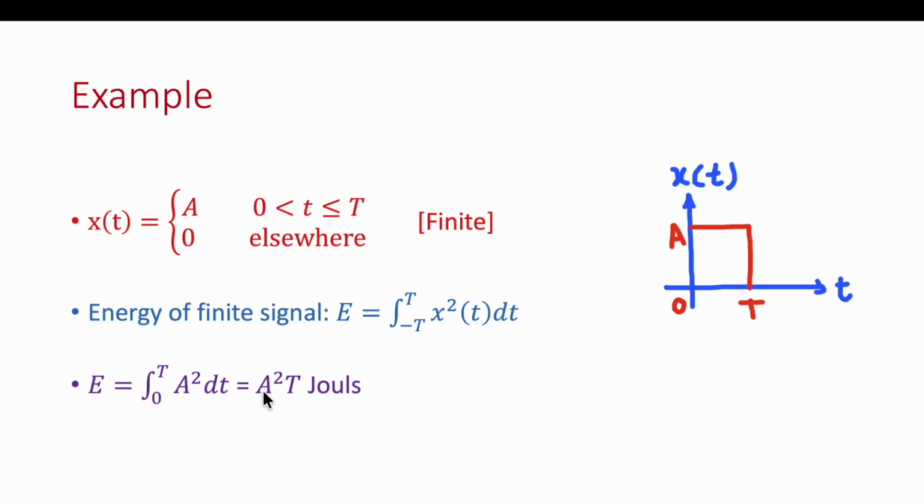The answer is A squared, because A squared is a constant, you can take it out, and the integral of 1 is T. If you insert the limits, upper limit T minus lower limit 0, A squared multiplied by T is A squared T minus A squared multiplied by 0. That is 0. So the energy is equal to A squared T. For the energy signal, we know that the power is always equal to 0.